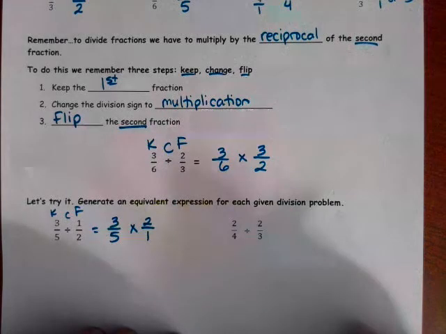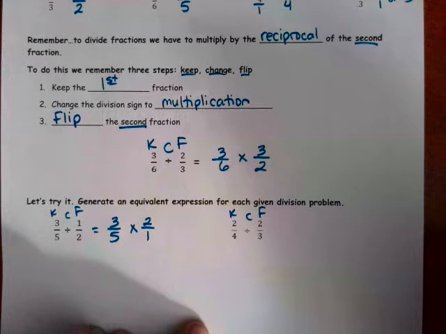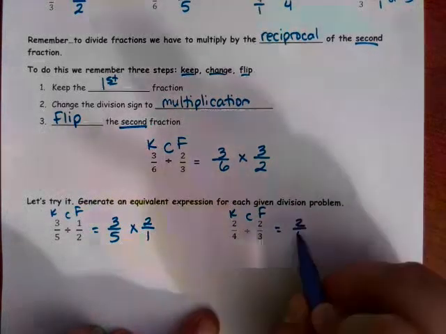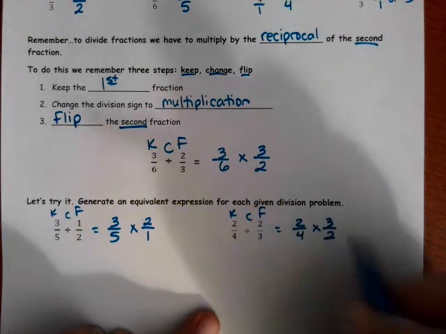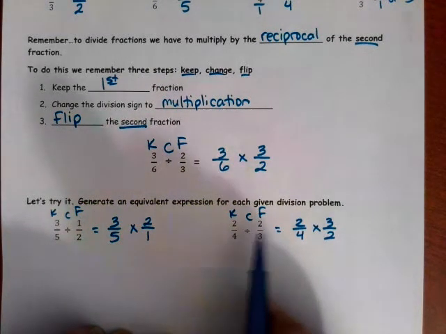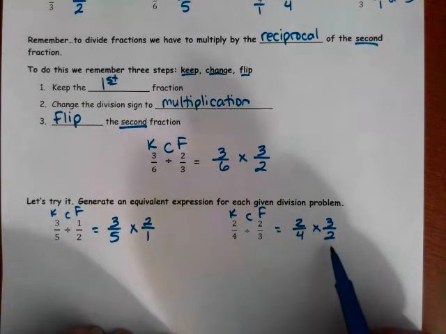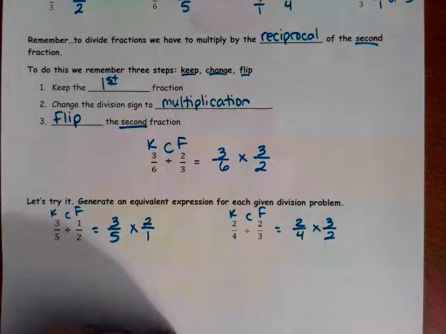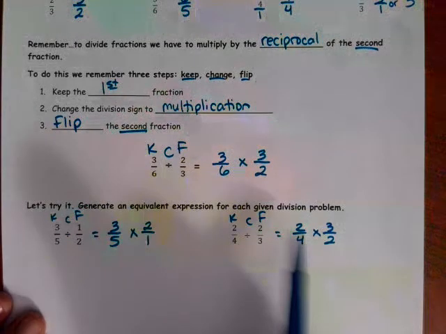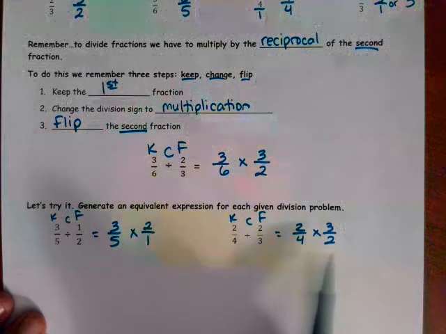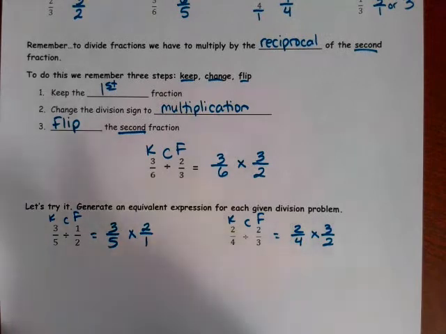All right, and then here, again, we're going to keep, change, flip. So our equivalent expression is 2/4 multiplied by 3/2. Keep the first fraction, change it to multiplication, and flip the second fraction. So that's the first part of our lesson today, just knowing that the equivalent expression of the division problem is to flip and multiply by the reciprocal of the second fraction. Keep, change, and then flip.